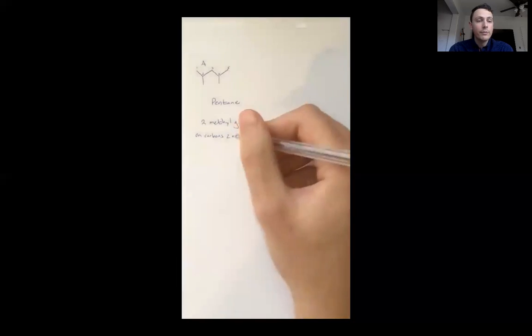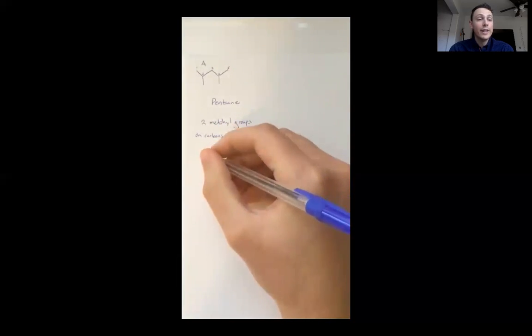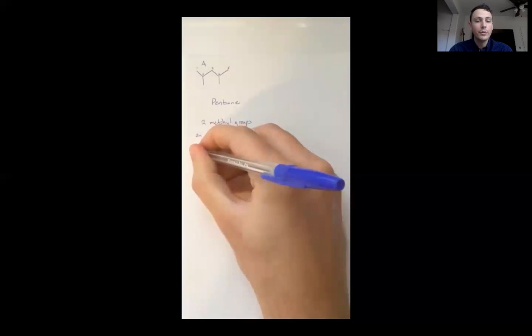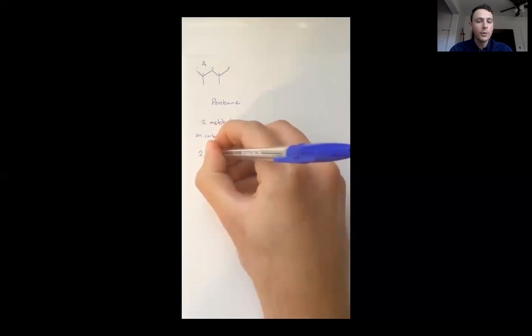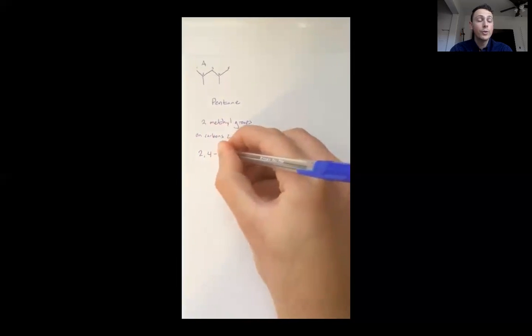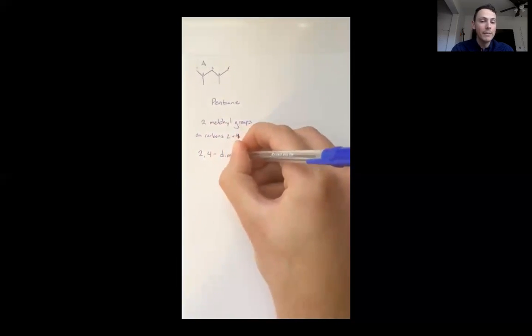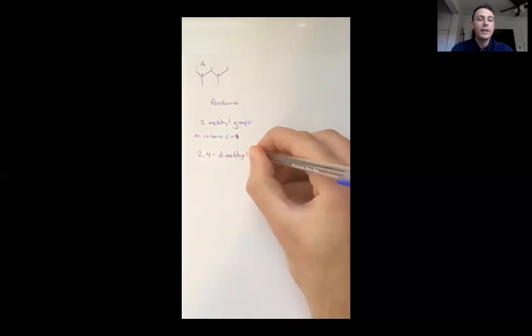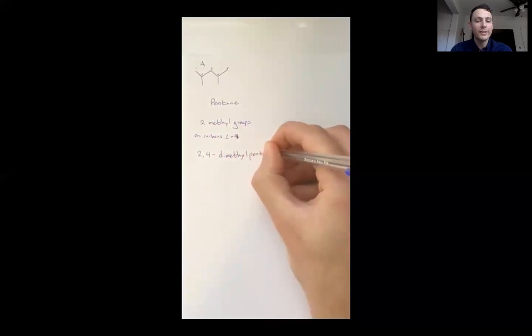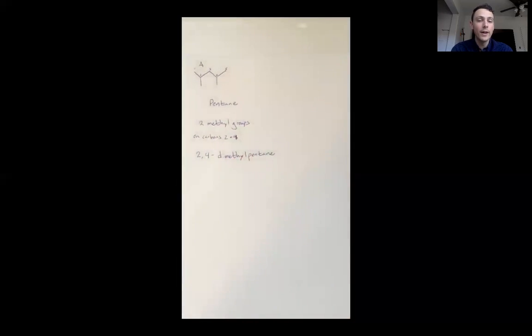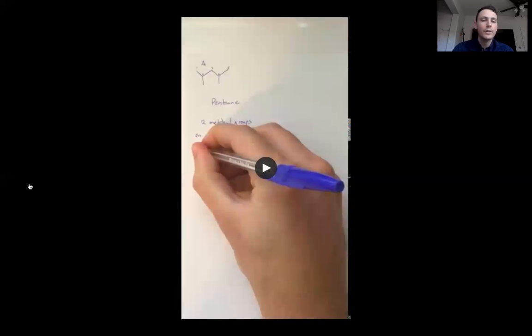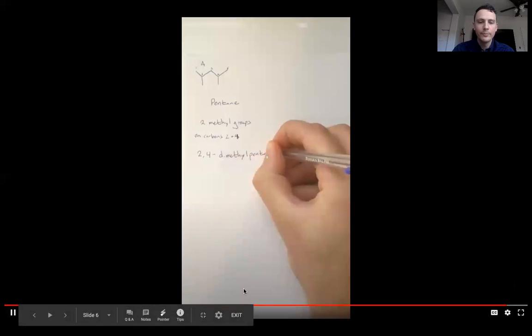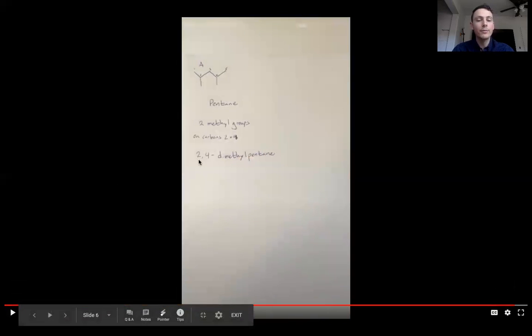So now I know all the information I need. In order to name the molecule, the first thing I do is put the numbers. So I put 2,4, hyphen. I have 2 methyl groups, so I put dimethyl. Di meaning 2, methyl meaning 1 carbon groups, and then the base molecule name, which in this case is pentane, because I have 5 carbons in my longest chain. So my final answer looks like this. I have 2,4-dimethylpentane.